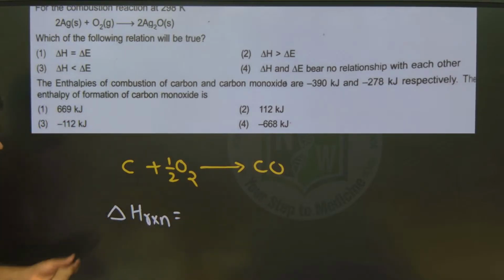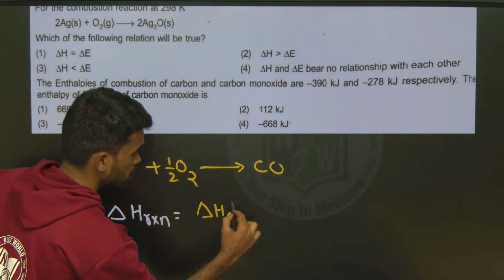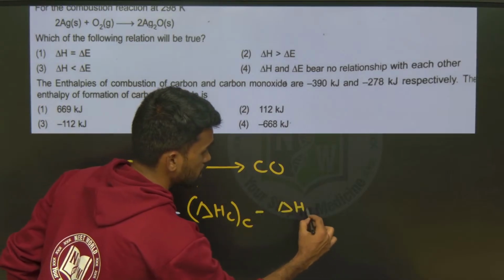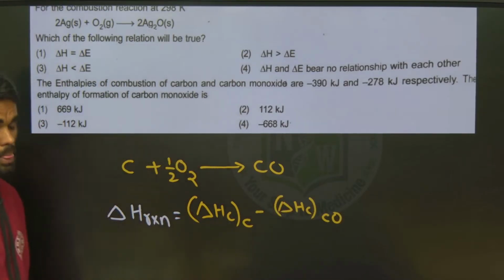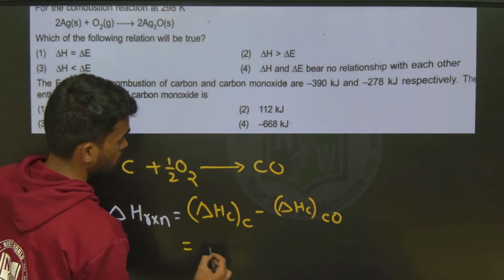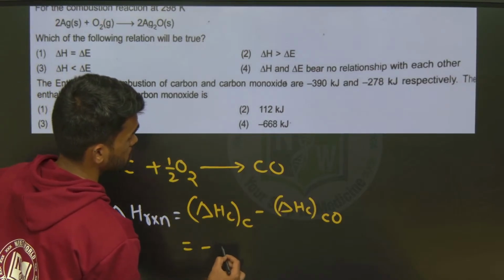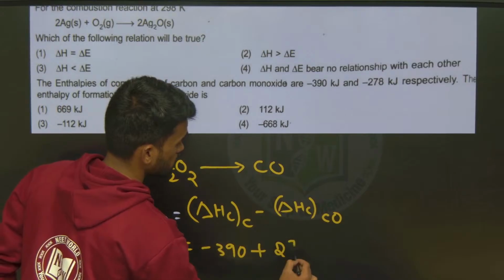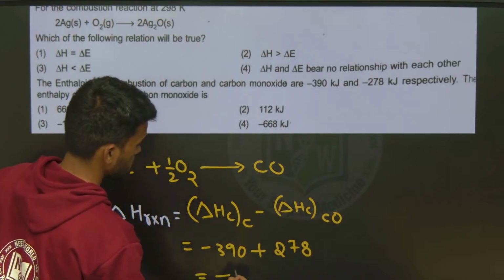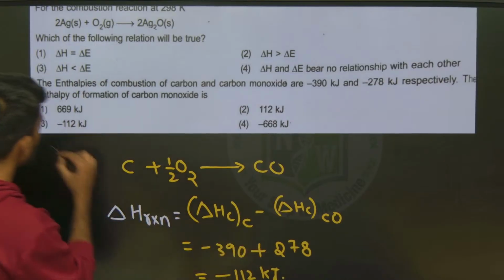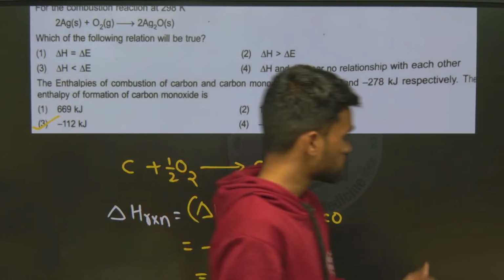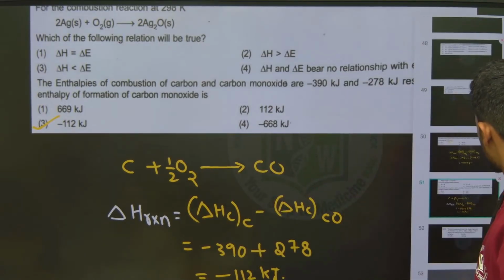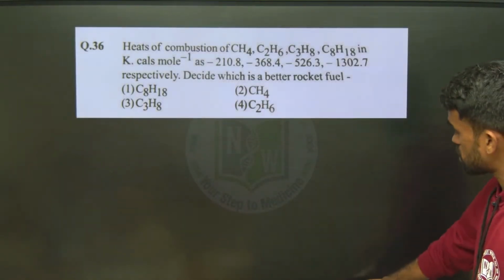But asking the reaction also, delta H reaction, you take the combustion, delta HC of carbon minus delta HC of carbon monoxide. Okay, so take here minus 390 minus of minus 278, so it will be minus 112 kilojoules. That is the answer. Okay, so write these things if you require. So will you do this question? Just read the question once.